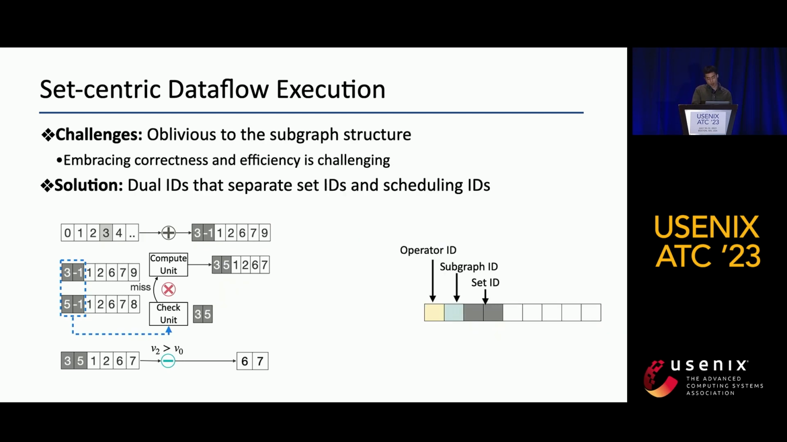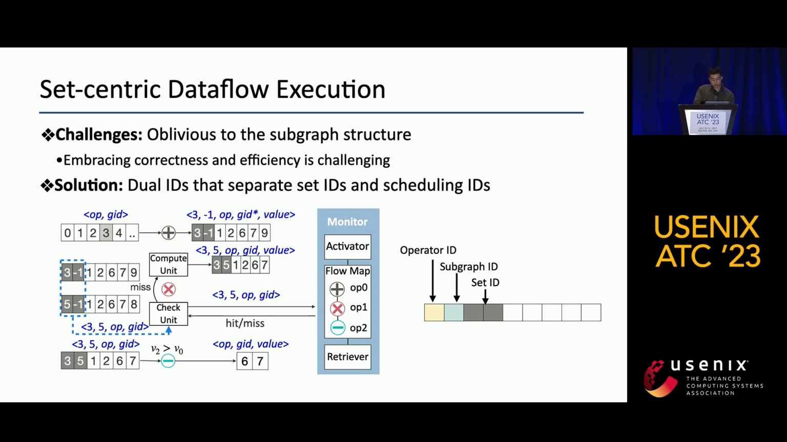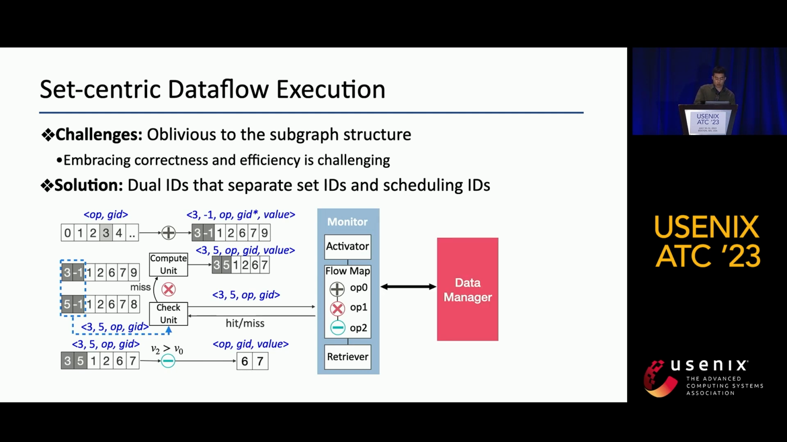However, as a side effect, the set operators are oblivious to the subgraph structure, which may result in incorrect answers. We propose a set structure that uses dual IDs for identification. The set operator only needs to take care of the set ID, while the subgraph ID and operator ID are used for scheduling. Using the dual IDs, the execution of set operators is highly coordinated for correctness. The produced set results are then handled by the underlying set data manager.